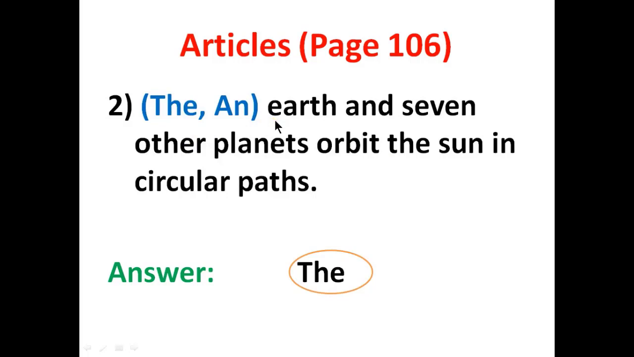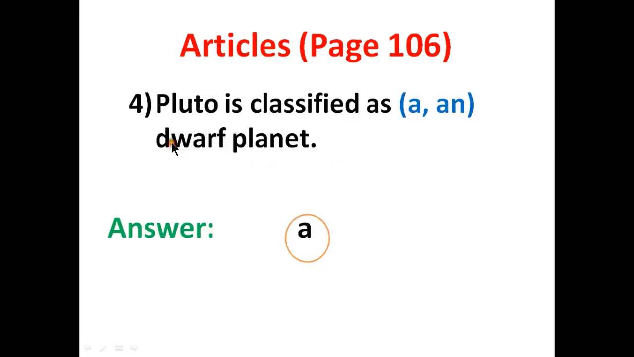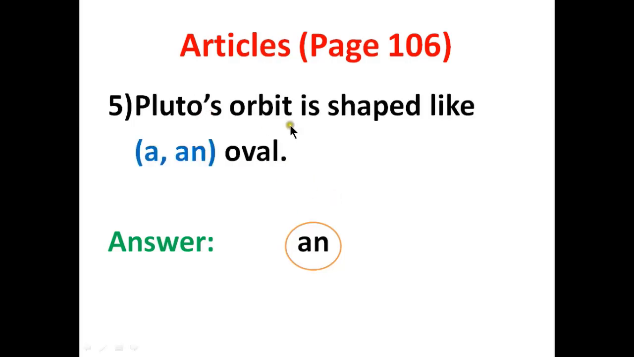Number 2. The earth and 7 other planets orbit the sun in circular paths. Number 3. Pluto also orbits the sun, but it is no longer called a planet. Number 4. Pluto is classified as a dwarf planet. Number 5. Pluto's orbit is shaped like an oval. Please circle the article an.